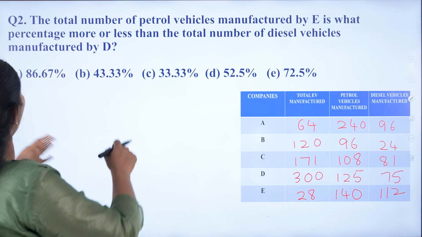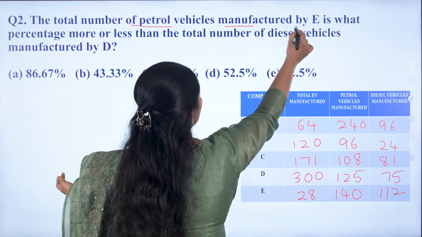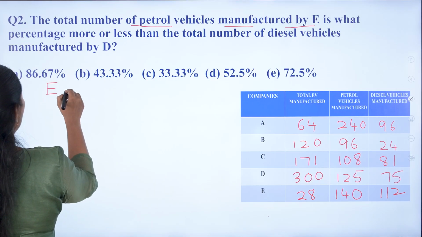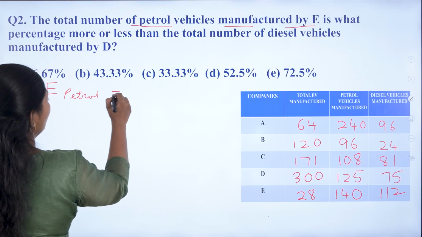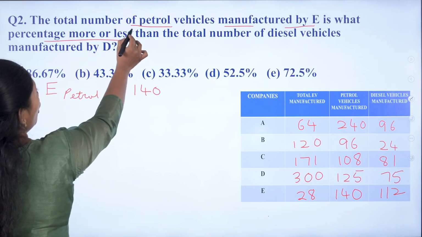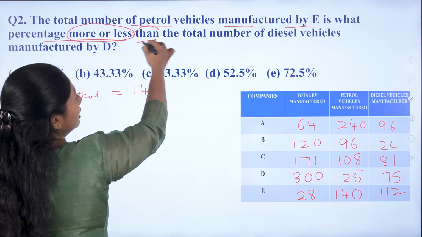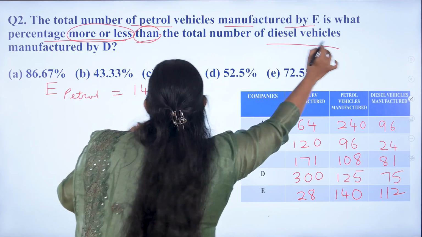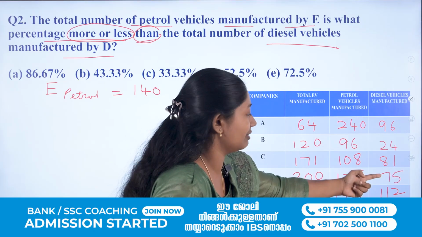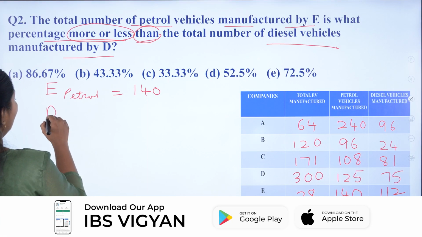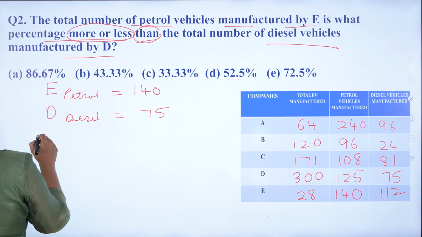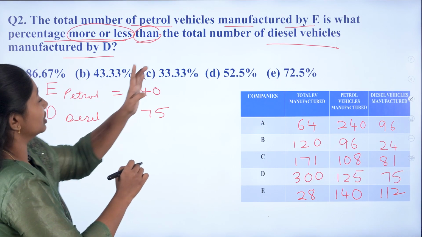Second question. So we have the total number of petrol vehicles manufactured by E. So how much is the petrol vehicle manufactured by E? We have 140. So E petrol is nothing but 140 vehicles. This value is what percentage more or less than, you are comparing with respect to whom? Than the total number of diesel vehicles manufactured by D. So what is the diesel vehicles manufactured by D? That is 75. So D diesel is nothing but 75. So you have to find out the total number of petrol vehicles manufactured is what percentage.